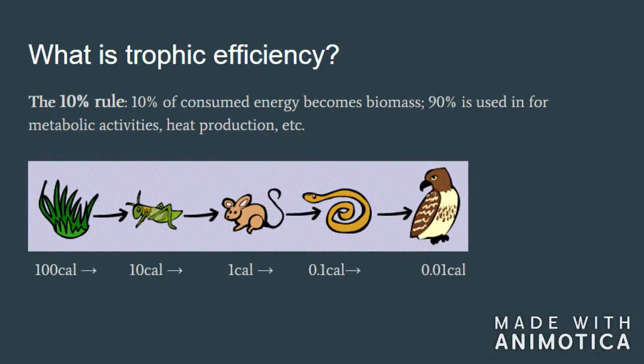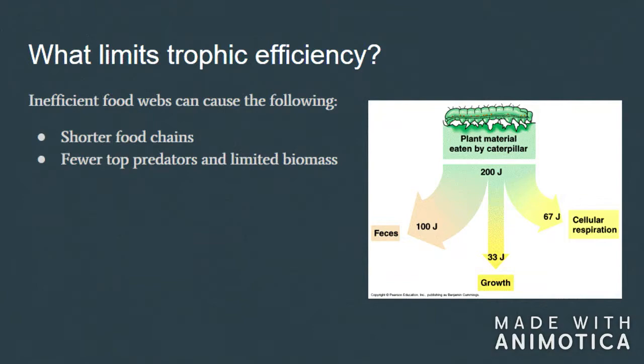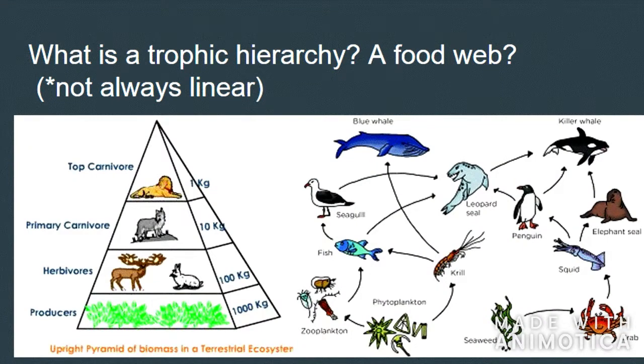Not all energy within a food item is used directly for the consumer's growth. In fact, 10% of consumed energy becomes biomass. The remaining 90% goes towards metabolic activities or heat production. This inefficiency limits the length of food chains, leading to fewer and smaller top predators. Trophic hierarchy is the organization of trophic levels into classes based on their role and location within a food chain.